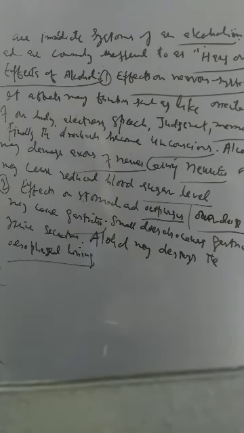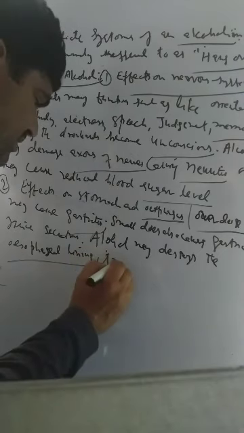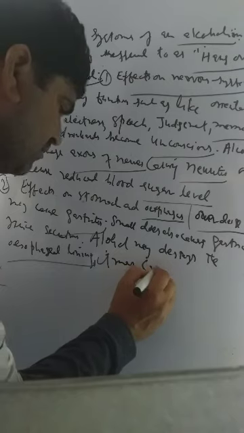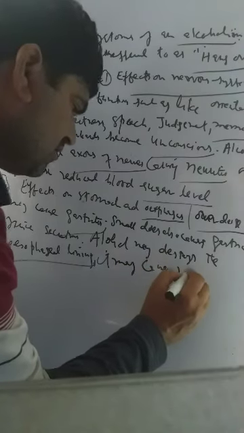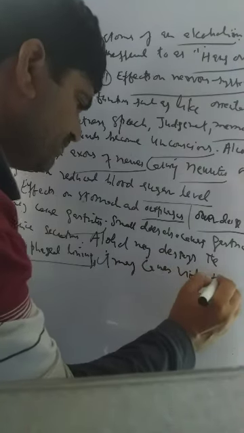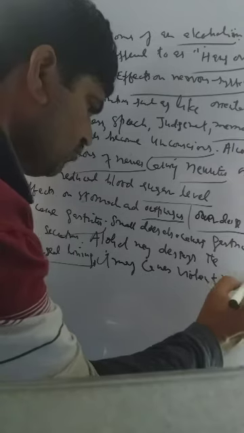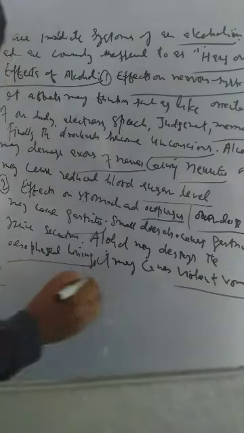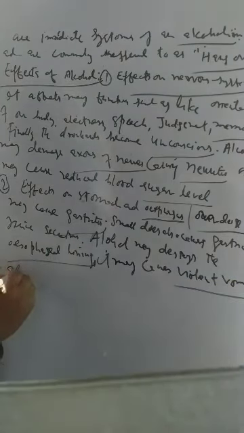In cases of chronic heavy drinking it may cause violent vomiting and finally bleeding. This condition is called Mallory-Weiss syndrome. So we write here it may cause violent vomiting.